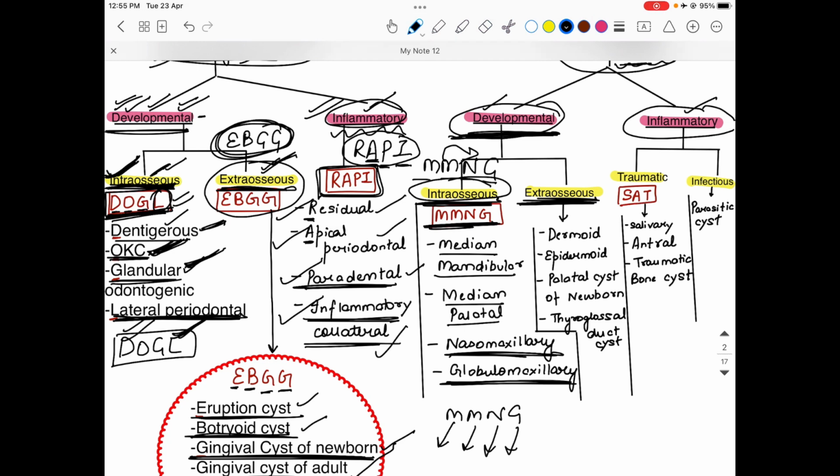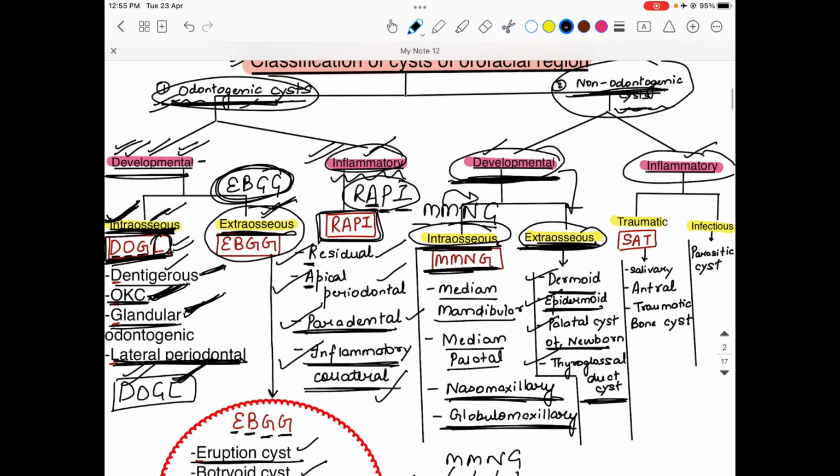Now, the second one in developmental is extraosseous. You just have to remember it like that only. Dermoid cyst, epidermoid cyst, palatal cyst of newborn, and thyroglossal duct cyst. Okay, dermoid, epidermoid, palatal cyst of newborn, and thyroglossal duct cyst.